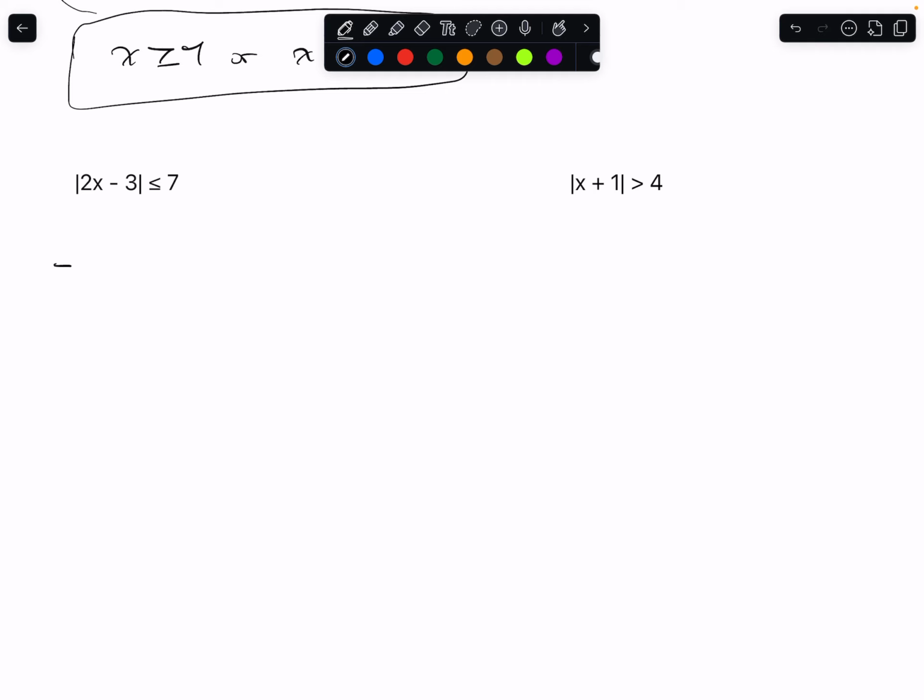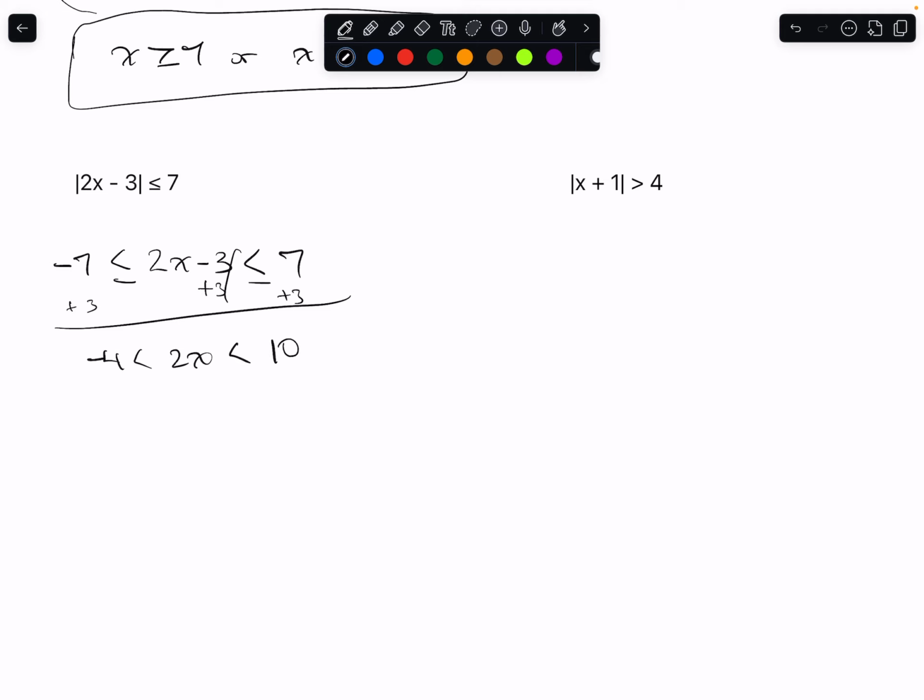So you're gonna have here -7 on one end, 2x minus 3 is less than or equal to 7 on the outside. Plus 3 to all of them because every one of them changes. And divide by 2 to get the answer to be -2 on one end and 5 on the other.